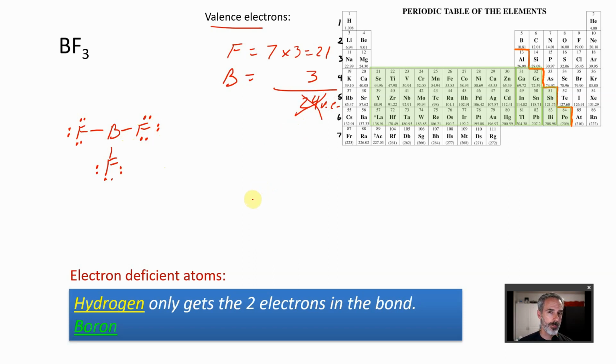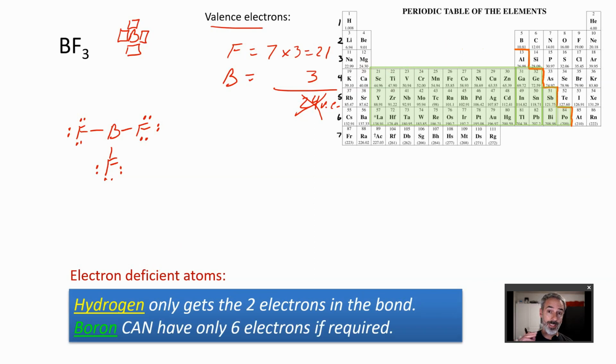But does boron have a satisfied octet? No, it only has 2, 4, 6 electrons. It has an empty orbital up here on the top, right? You imagine your electron dot model. Remember, there's an empty orbital up there on the top. So boron is the second exception. And those are the only 2 elements that can get away with less than 8 electrons. Hydrogen, you remember, never has any lone pairs on it. It only gets the 2 in the bond. And boron, now here's the emphasis I'm putting, can have 6 electrons if required.